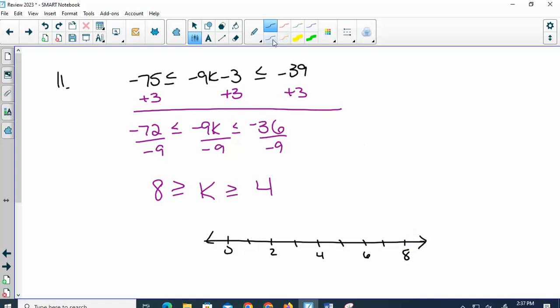If you don't like how this is written, you could flip it. It means k is bigger than 4 but less than 8. So this was a compound, it's just in between the 2 numbers. You have a closed circle at both of them because of the equal to, and we're shading in the middle.